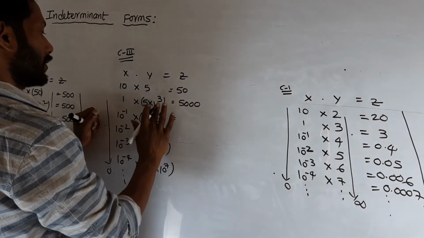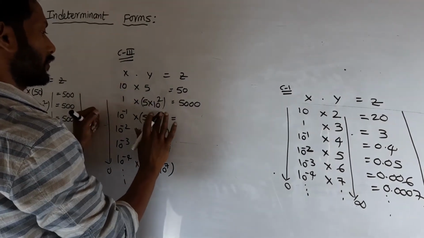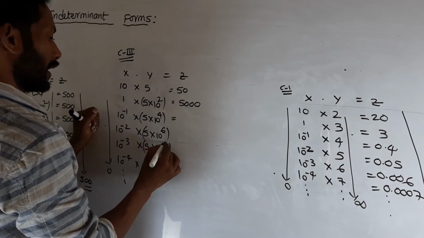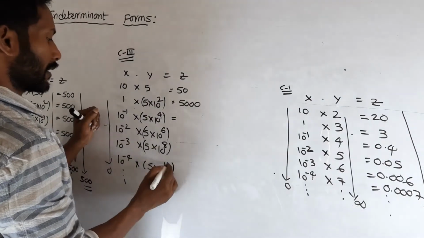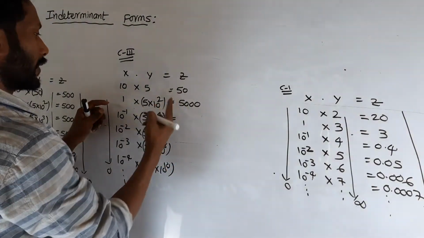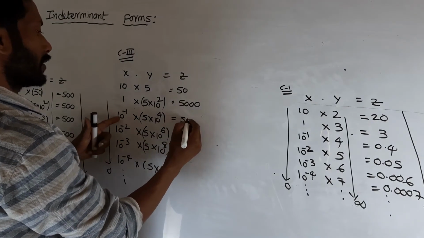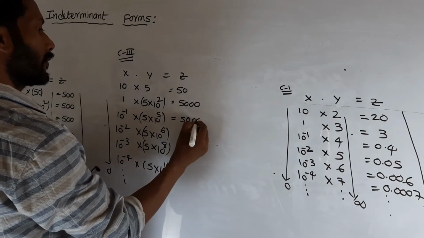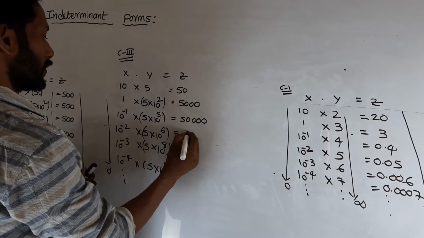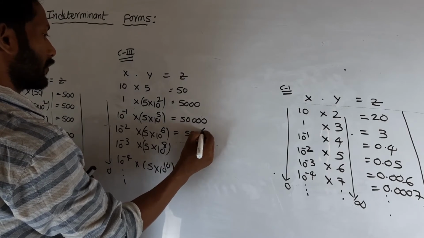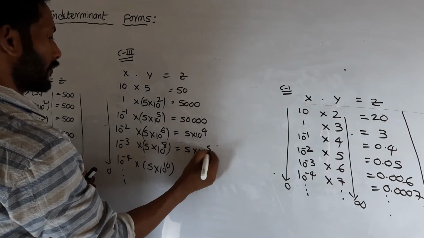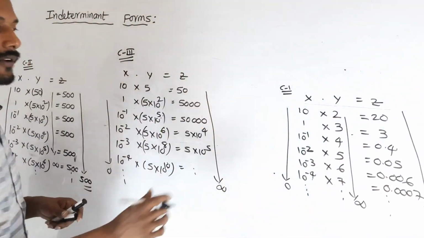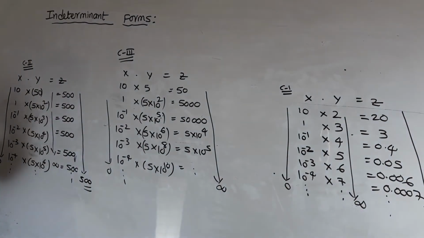Suppose this one 3, this one 4, this one 2, 4, 6, 8, whatever, any values, and so on. 500, 5000, 50,000, 5 into 10 power 4, 5 into 10 power 5, and so on. This one approaches infinity.